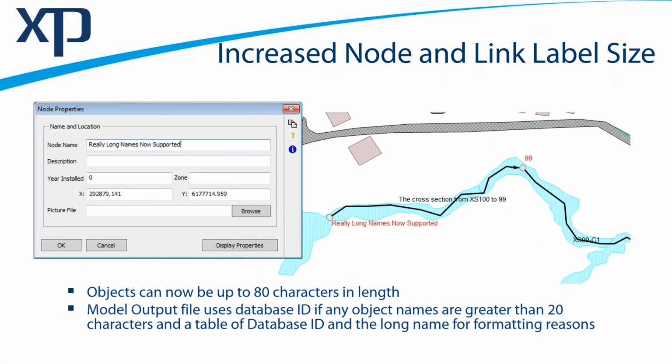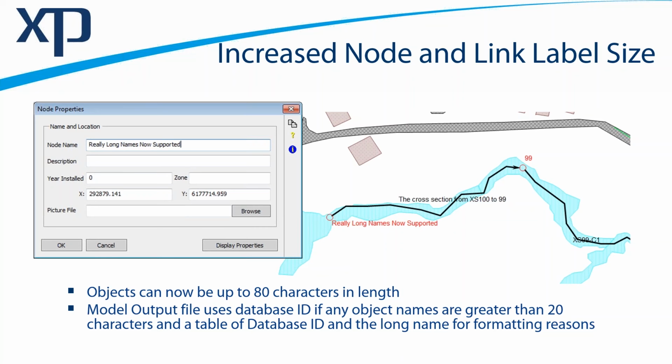One of the features that we tackled, which arguably from our end was one of the things that took the most amount of time because of how embedded into the software it was, we've increased the node and link label sizes. So the objects can now have up to 80 characters in length. Previously it was 10 characters.